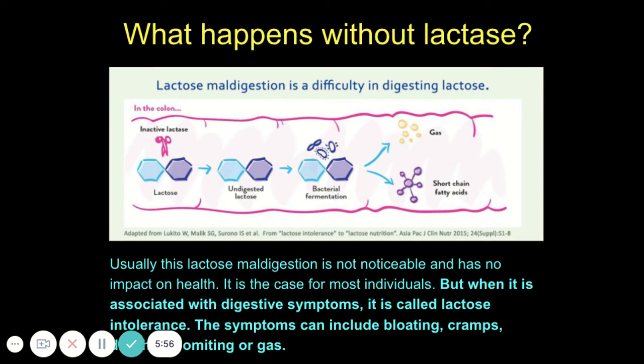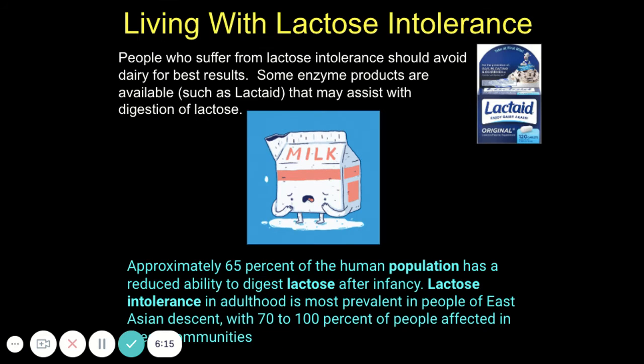And if you have just a little bit of lactose maldigestion, it may not be a problem. But people who have a lot of lactose maldigestion will suffer digestive symptoms called lactose intolerance. And those symptoms could include bloating, cramps, vomiting, diarrhea, or gas. So, lots of people live with lactose intolerance. Some of them just suffer through it. Some of them try using dietary aids, such as this Lactaid you see in the picture. These little pills are laced with lactase to help people digest their food properly.